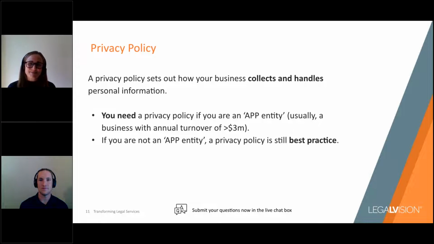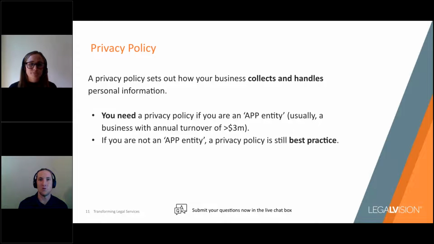However, there are some exceptions to the small business exception. So even if you have an annual turnover of less than $3 million, but you provide a health service and collect health information, then you will still be deemed an APP entity, and you'll need to comply with the APPs and have a privacy policy. Even if you're not an APP entity, though, we generally recommend having one in place as best practice, because it sets you up for success going forward, especially if your business is going to grow.